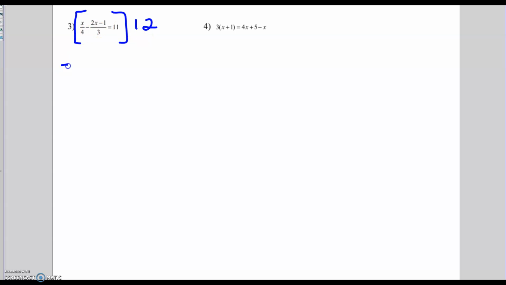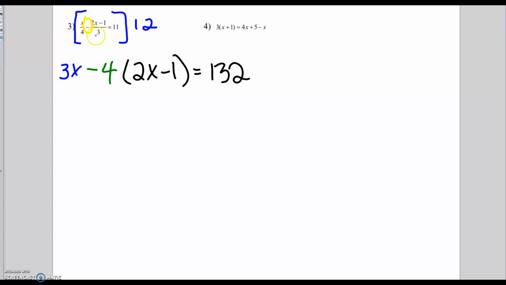4 goes into 12 3 times, so 3 times x. We cannot forget about the subtraction sign there. So minus. 3 goes into 12 4 times. And we keep the entire numerator in parentheses. And on the right-hand side, do not forget 11 times 12, 132. A lot of people skip that step because they're just focusing on the denominators, but we cannot forget about this guy here. So this is 132.